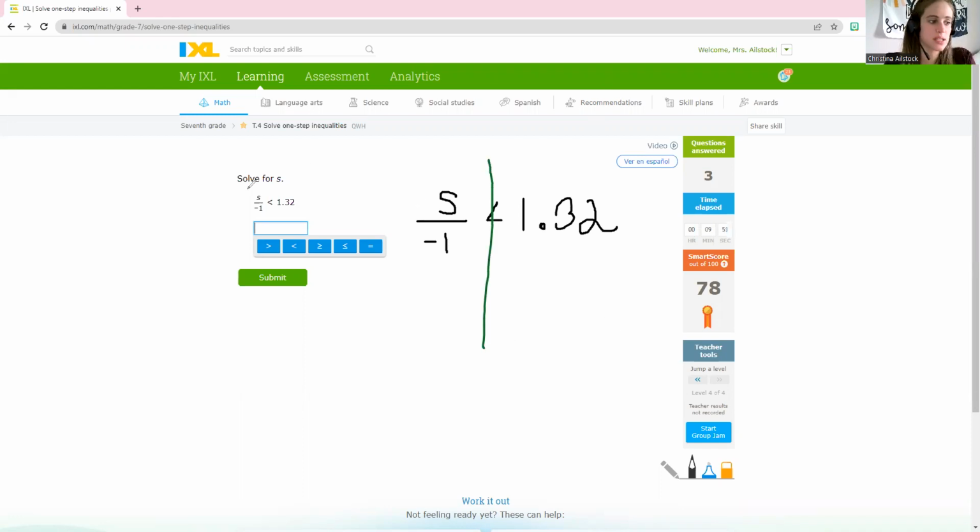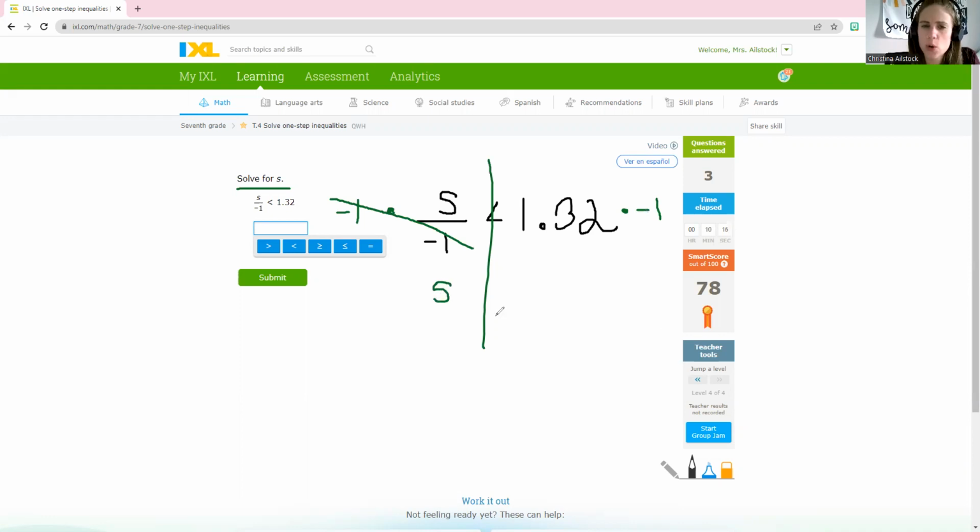All right, our focus is to solve for S. We want to get S by itself. Currently, S is being divided by -1. So what's the inverse? What's the opposite of division? Multiplication. So we're going to multiply both sides by -1. When we do that, the inverse cancels out, and we're left with S.